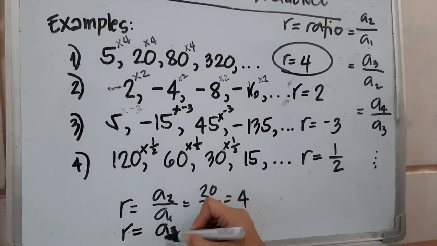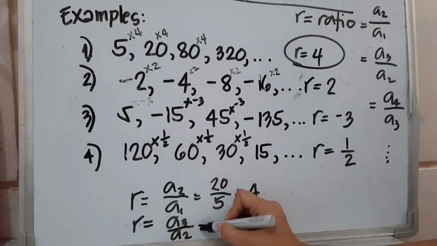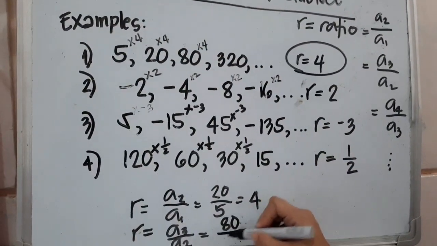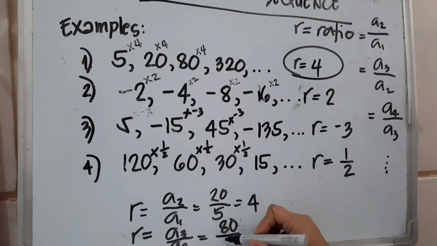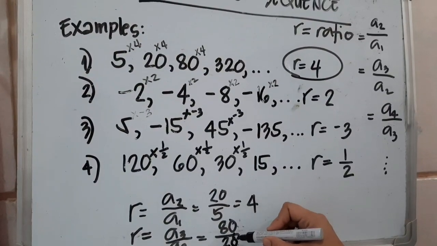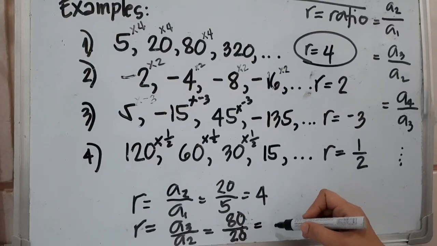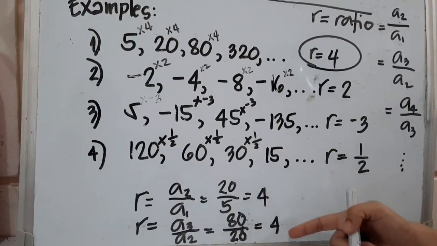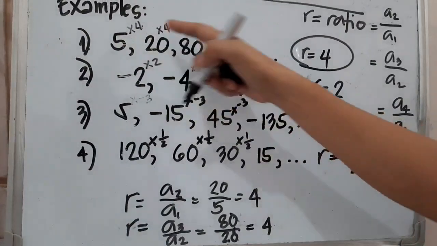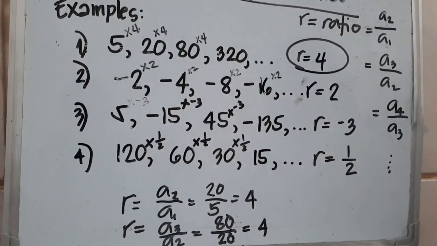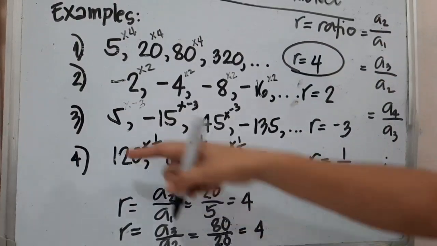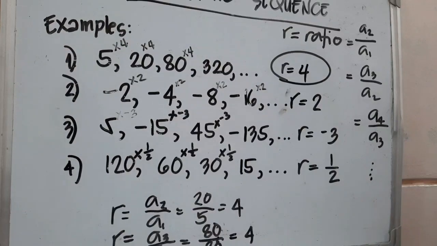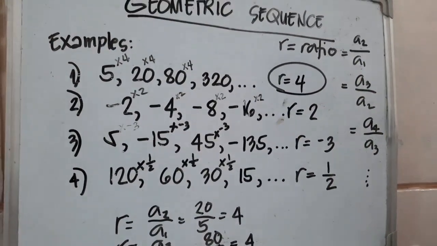We're going to get the same. We'll have the third term divided by the second term. Our third term is 80 divided by our second term, which is 20. So 80 divided by 20, we get our answer, which is 4. So therefore, they have a common ratio. So that's why we call number 1 a geometric sequence. The same also with number 2, number 3, and number 4. Do you get that? Yes. Okay, absolutely.